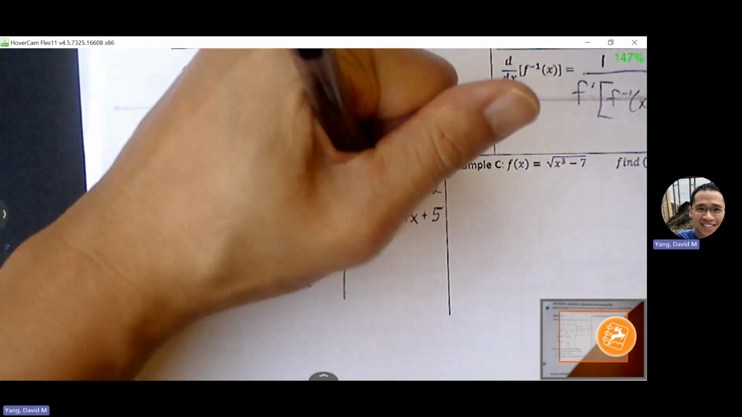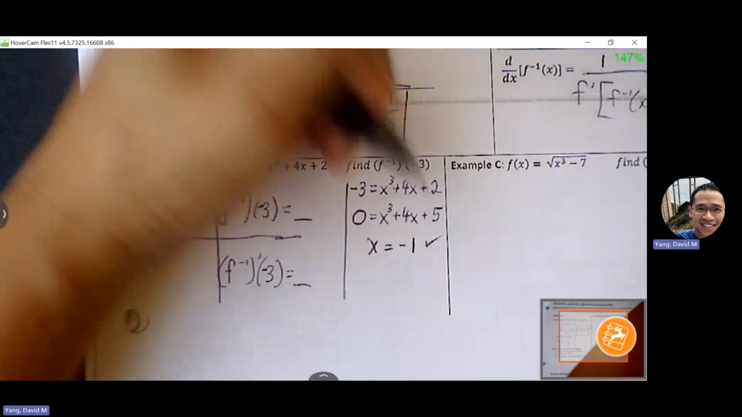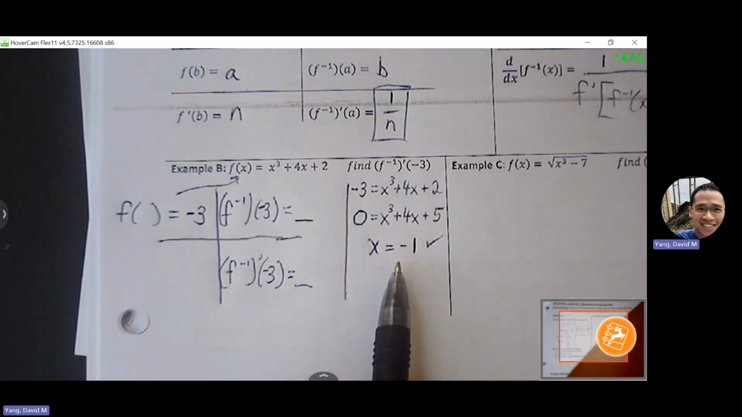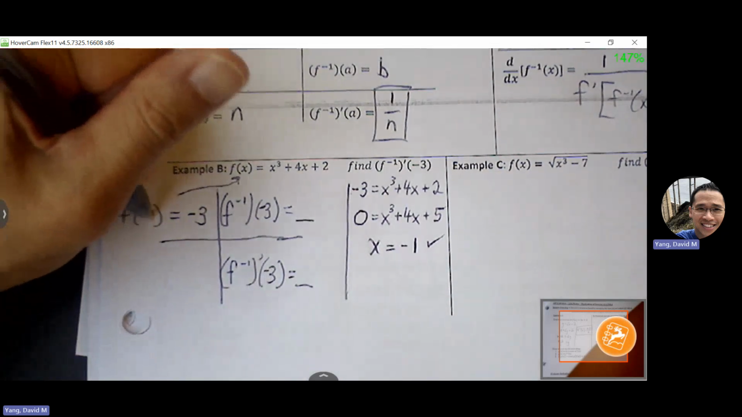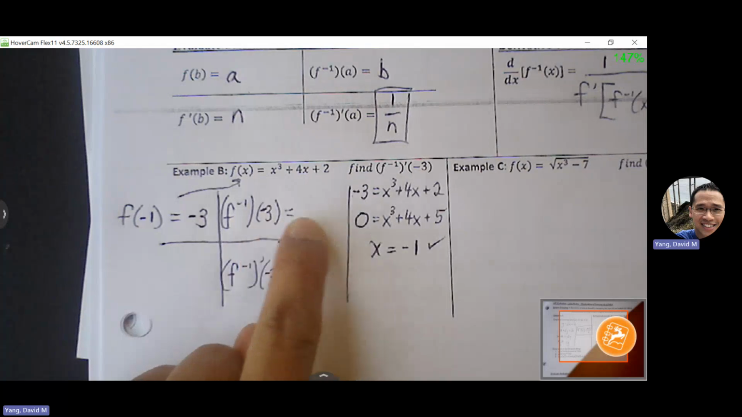So I guessed and checked my way through. I couldn't factor. I don't have a calculator. But it's an easy number for me to find. So now I know my ordered pair. I know the ordered pair that we're dealing with on the function side is -1, -3. And on the inverse side, what's my ordered pair?